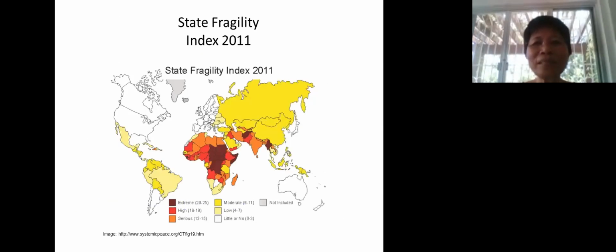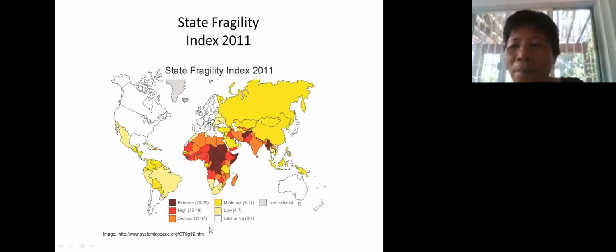This is the state fragility index. This is different from what I've shown you before. Before it was Maplecraft. This time it is systemicpeace.org who did this. Again, the extreme are this one in dark maroon color. Again, it's in this area. Very high is this red one. Most of them are very dark color here, right?